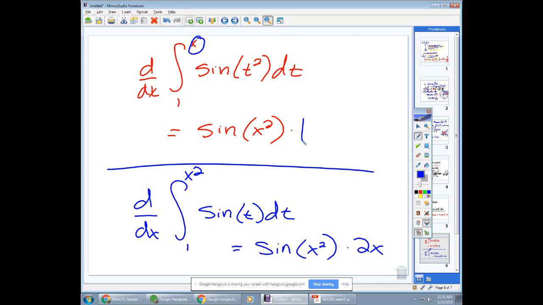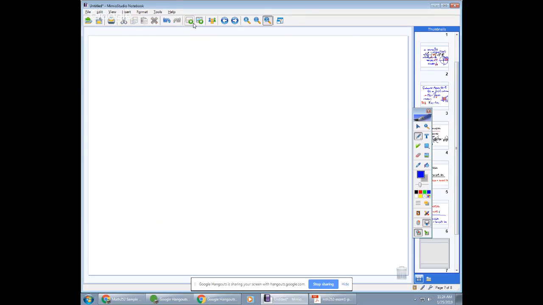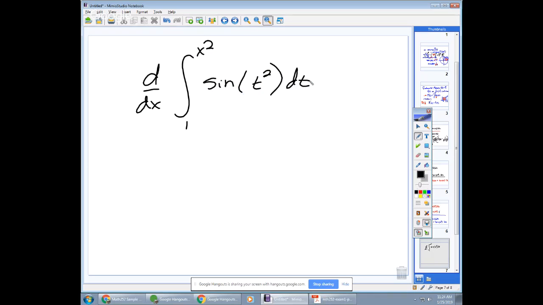Like the top has a t, sine t squared. Oh, what if there were t squared there too? Okay. So that's another level of complexity that's not too bad, actually. So what if it was the derivative from 1 to x squared of the sine of t squared dt?